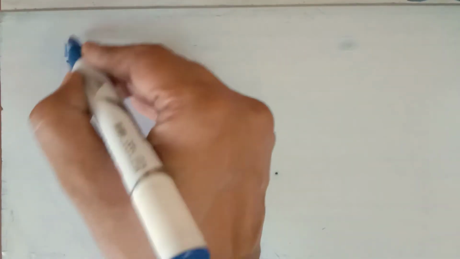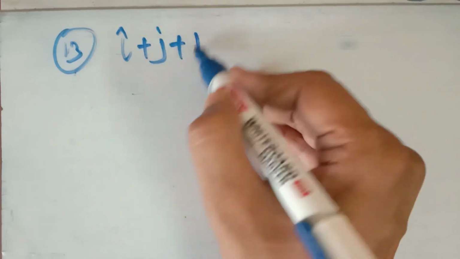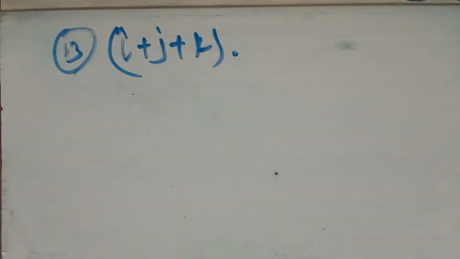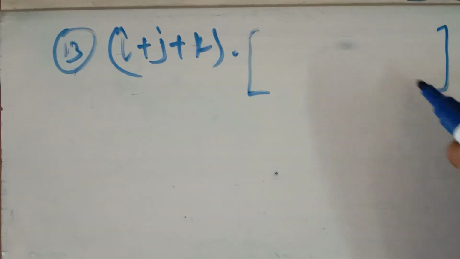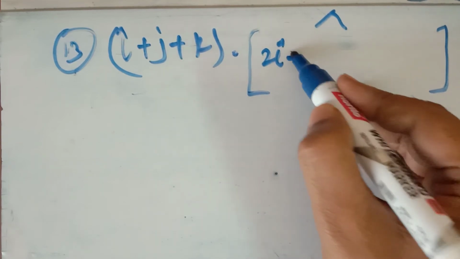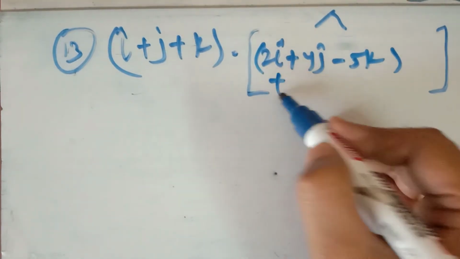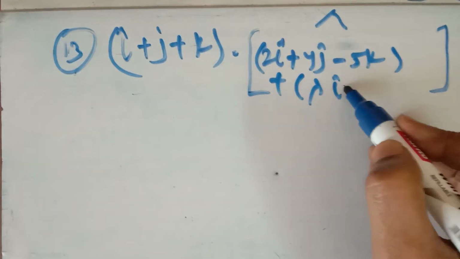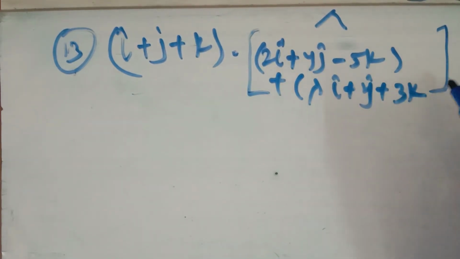12 we have done. Now in question number 13, the scalar product of the given vector, that is i minus j plus k. Scalar product means dot of the vector with the unit vector along the sum of these two vectors. So unit vector along the sum, unit vector means cap. The sum of these two vectors is xi plus 4j minus 5k plus the vector lambda i plus 2j plus 3k. The scalar product is given as 1.